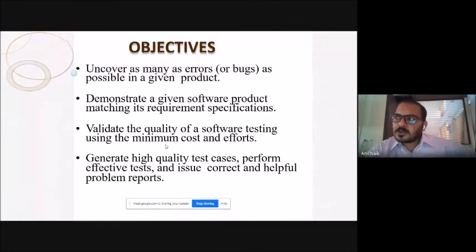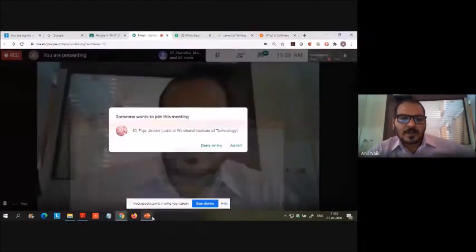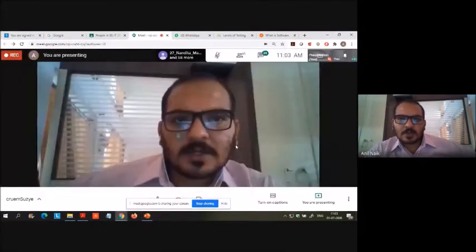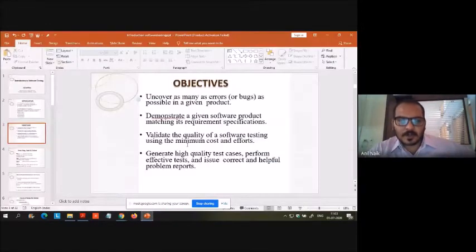To go for this minimum cost and effort, we can use the automation tools, instead of two, three people for testing the software. So we can use the software testing tools to test the software.